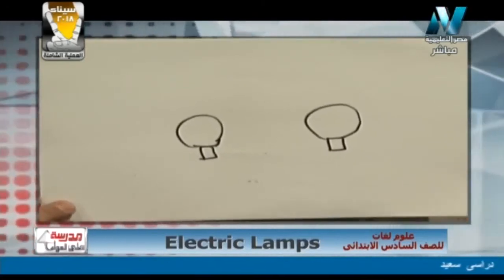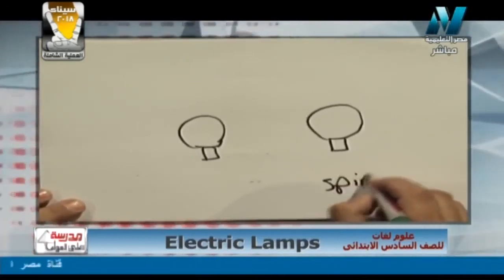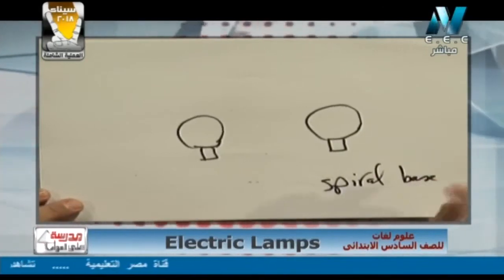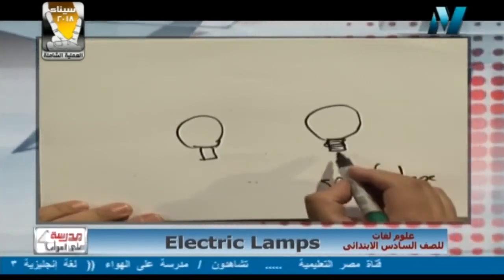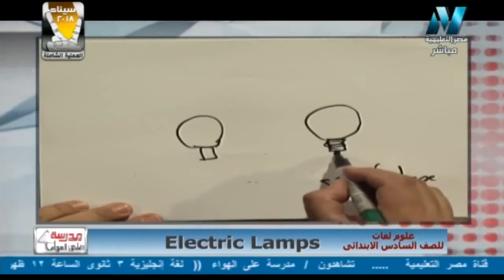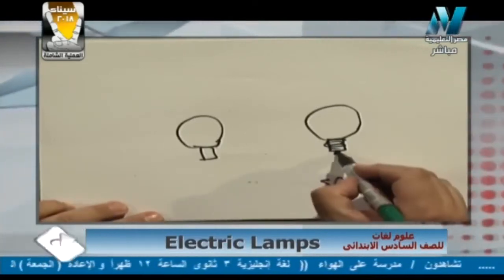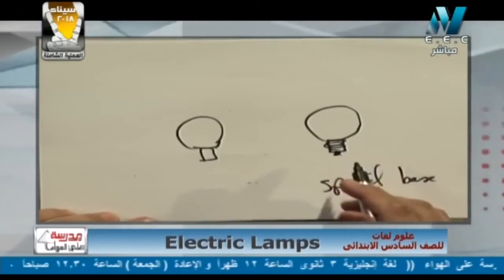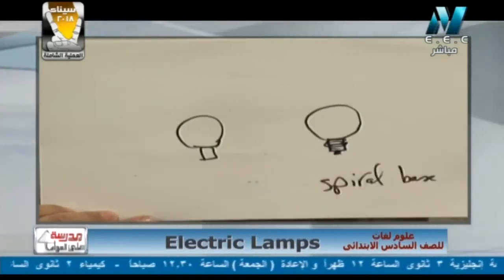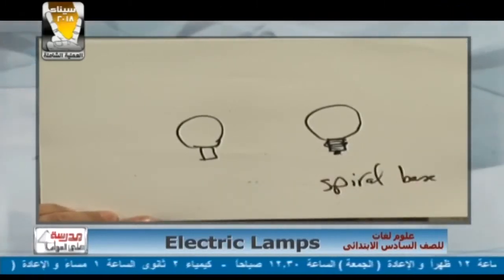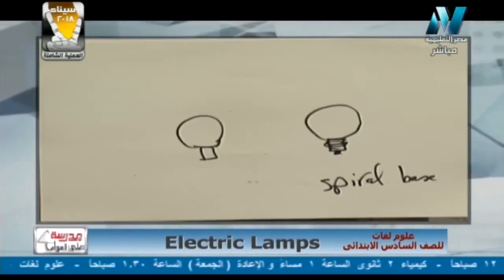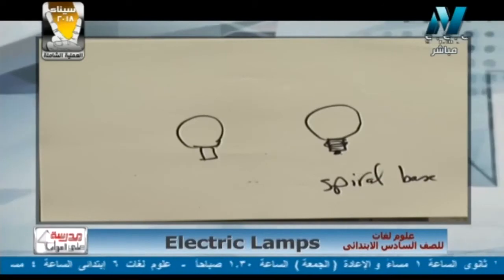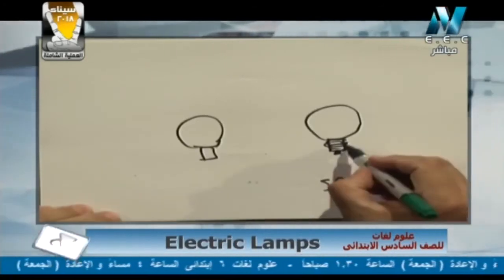Okay. So here is the spiral base lamp, or the light bulb with the spiral base, like this. It has only one piece of lead as a base and the other will be at the side. Electricity should have two branches. How can there be one piece of lead? Sure, it has only one piece of lead at the base, and the other will be at the side.